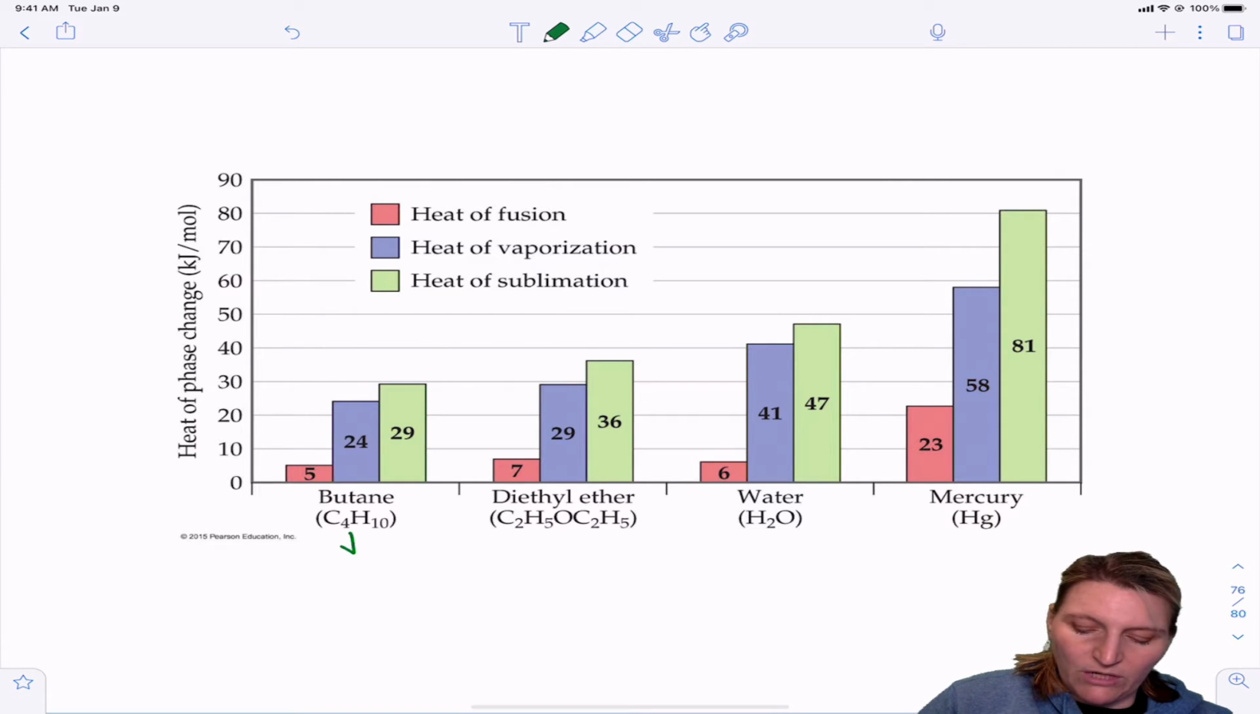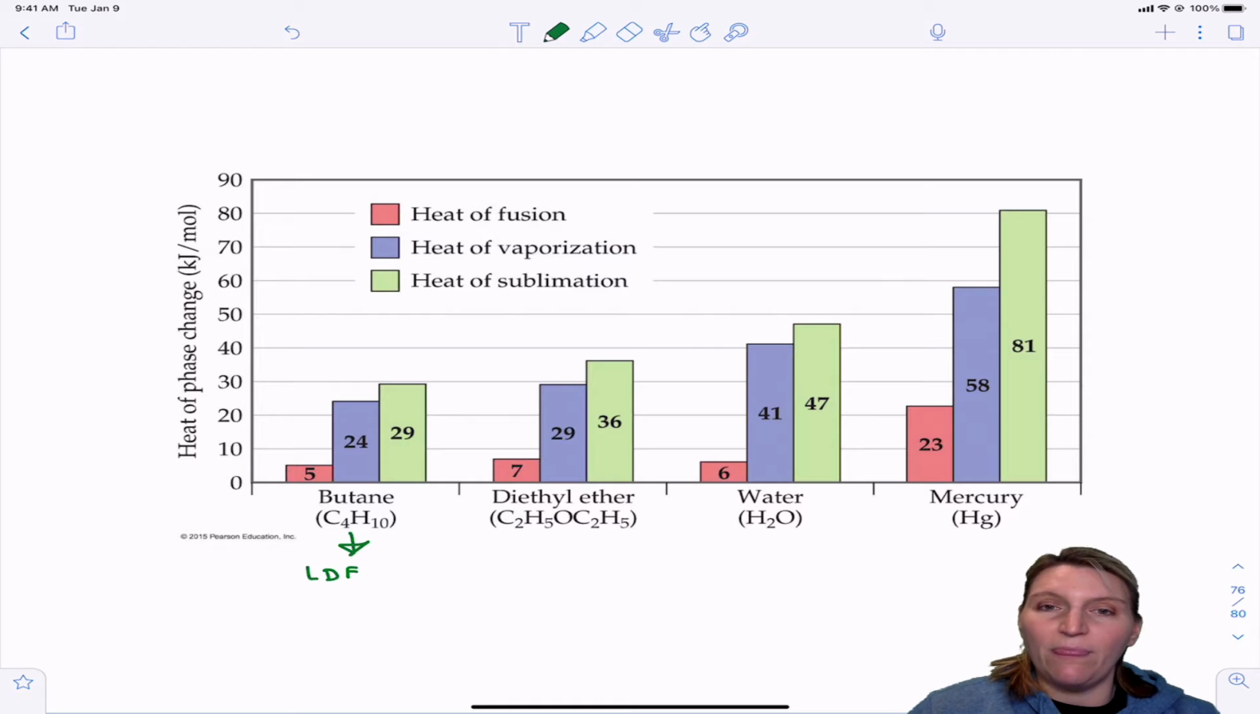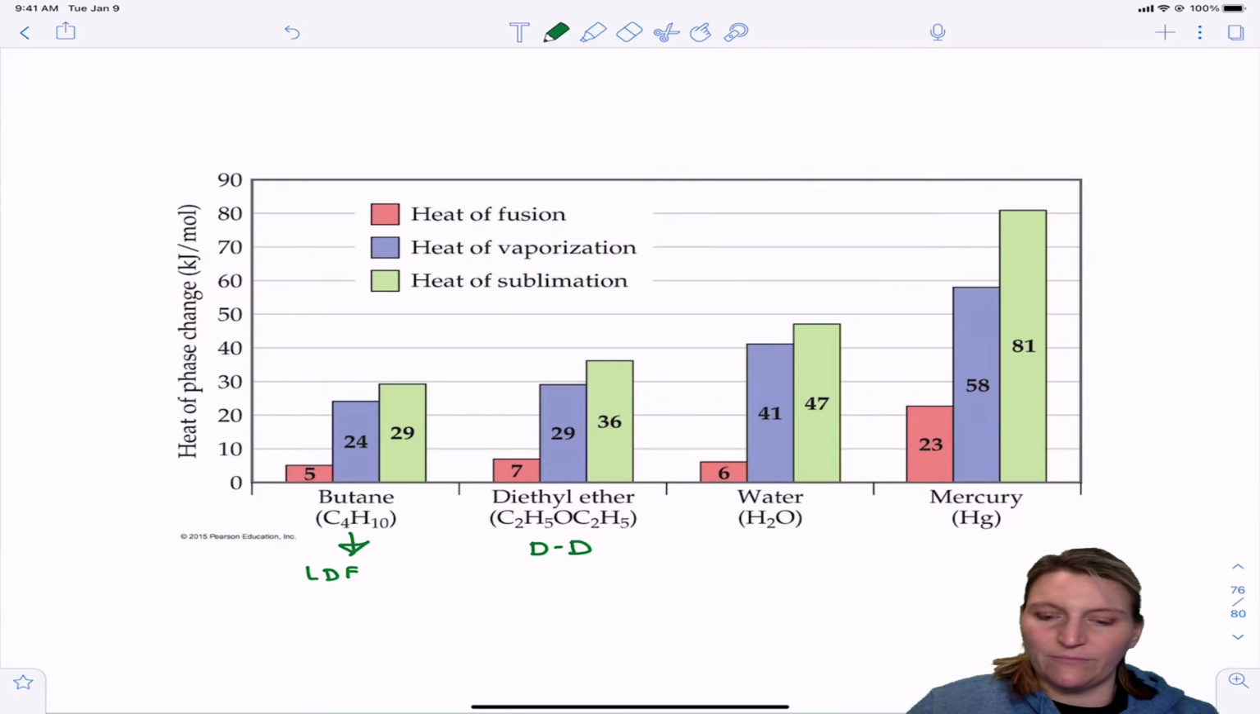If you think about butane, it is completely nonpolar. So the only intermolecular forces here are London dispersion forces. That's what needs to be overcome for it to go from a solid to a liquid and a liquid to a gas. Those London dispersion forces are the weakest intermolecular forces, and so you can see it has the lowest of all the delta H's. Diethyl ether would have dipole forces, a little bit stronger. Water would have hydrogen bonding forces, even stronger yet.